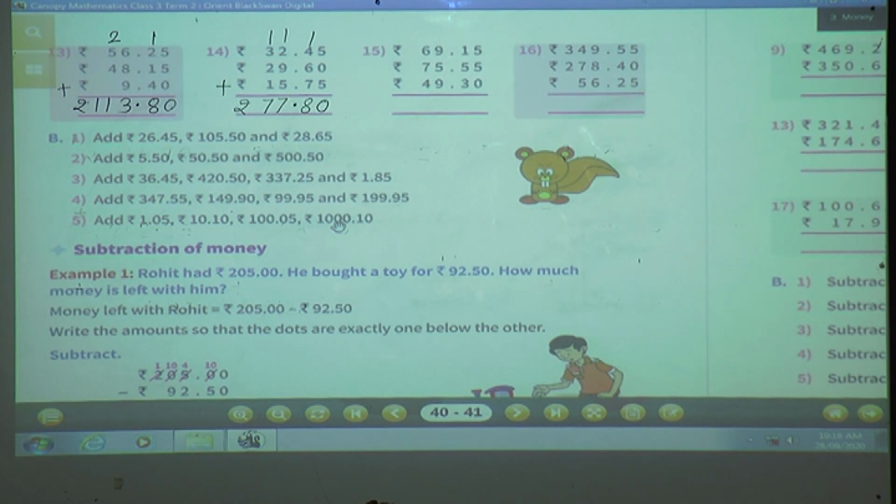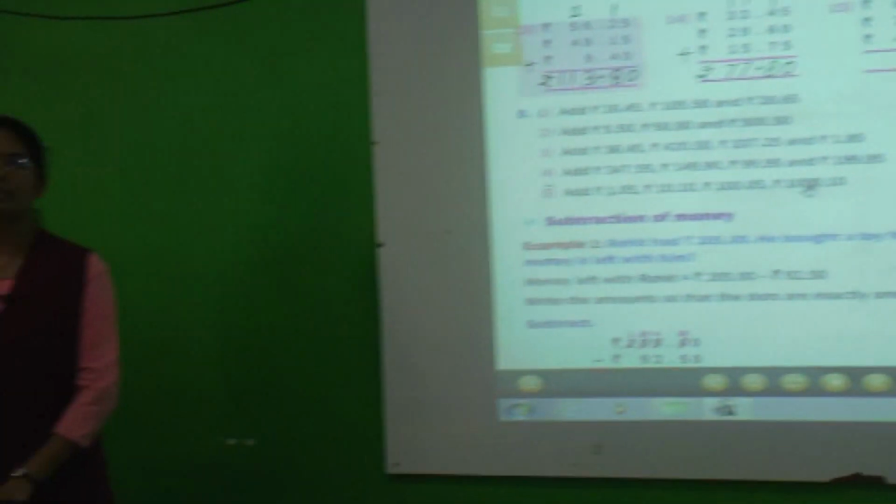So students, in this way today we have seen the addition of money. Now here in question number A, there are 2 more sums that you have to solve on your own and try to solve the B question also. In the next session we will see the subtraction of money.